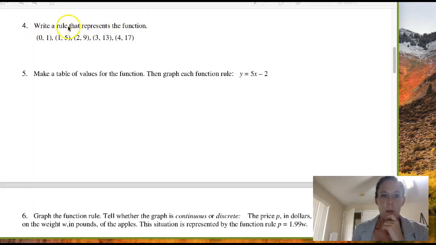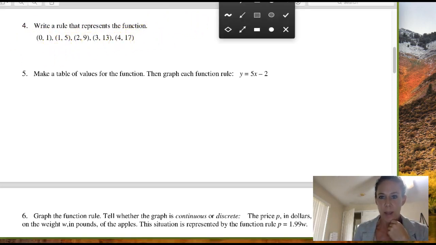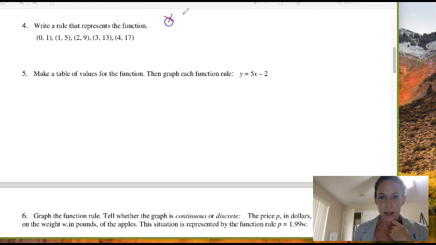Okay, we want to write a rule that expresses this function. They gave me a set of ordered pairs, and they didn't put it in a nice table like before where we had it in an XY table. We can do that if you want to do your XY in a table and see if it has a common difference. So I would just go 0, 1, and the next ordered pair is 1, 5, then 2, 9, then 3, 13, and then 4, 17.